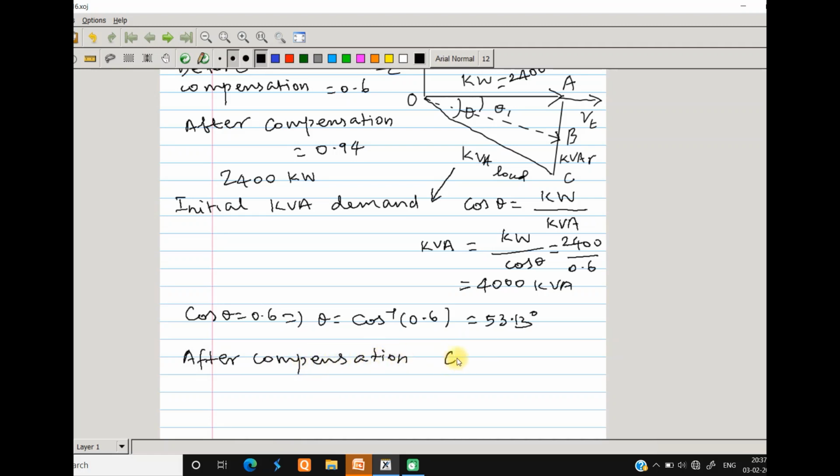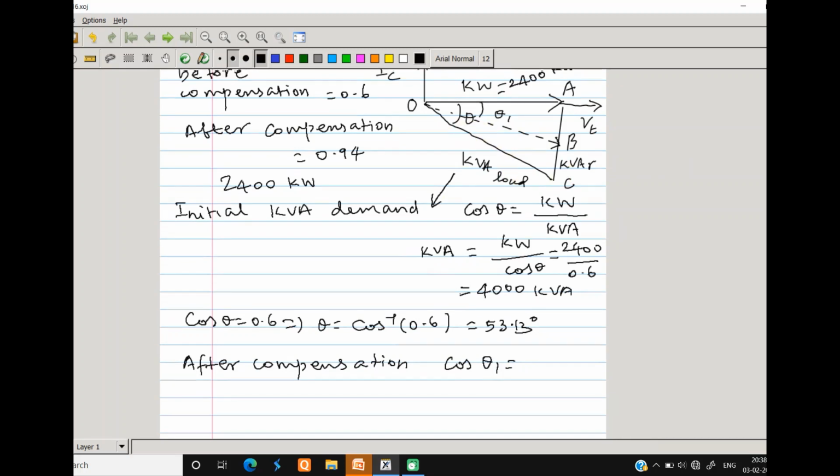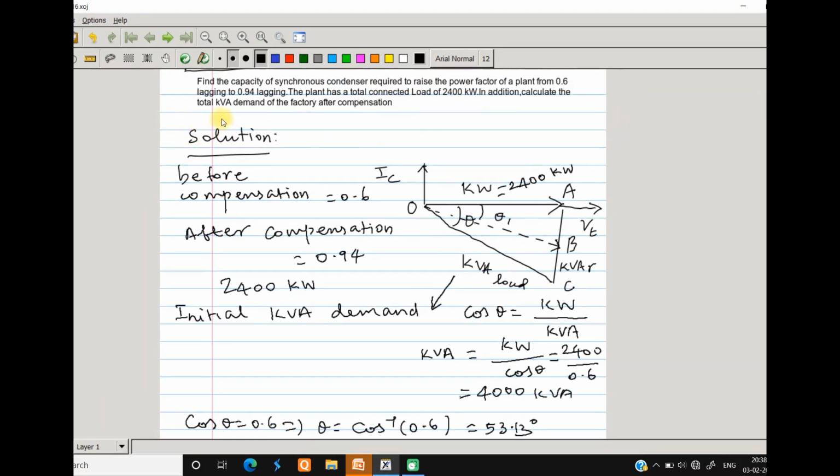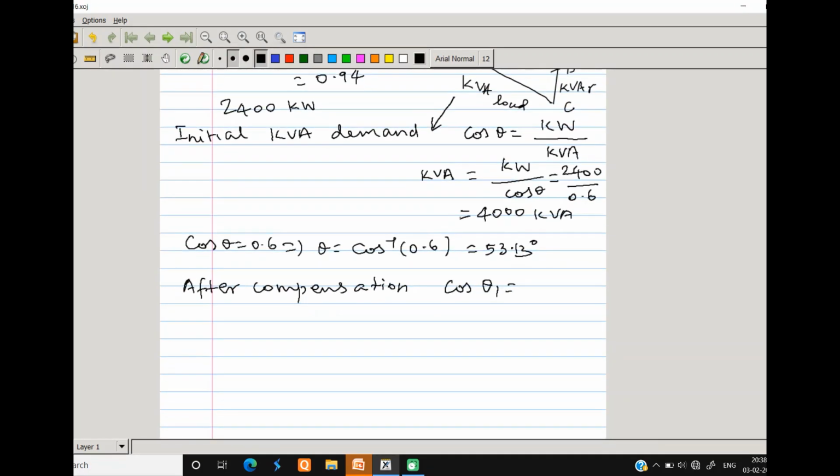After compensation we need to have the power factor of theta 1, which we have drawn here. This is theta 1, so we need this particular compensation, because the power factor is at first 0.6 and we need to compensate up to 0.94. Since the power factor is going to be increased, the angle will decrease. So we have drawn this diagram, and after compensation we will have the kVA over here, and the kVAR we need to find for before and after compensation also.